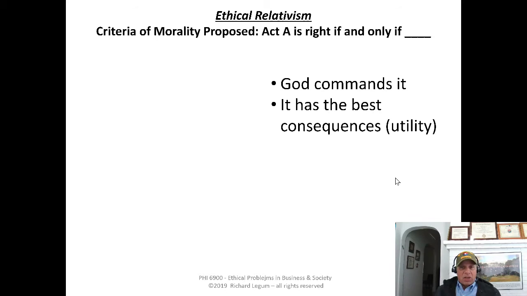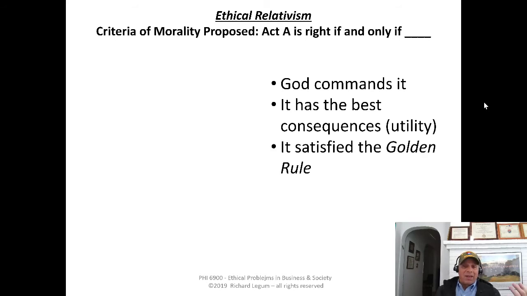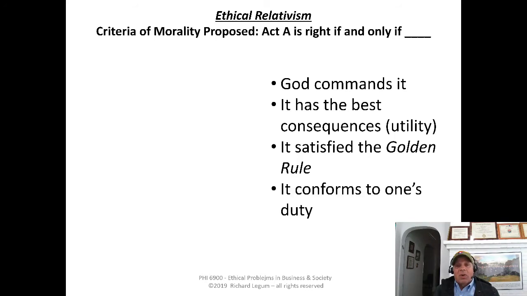It has the best consequences, the best utility. That's where the name utilitarianism comes from. Or it satisfies the golden rule, do unto others as you would have them do unto you, which is a less sophisticated version than Kant's version of deontology. We have a rule that defines what our natural rights are. Okay, and these are all objective theories, and the more general theory is it conforms to one's duty, being more complicated than the golden rule.